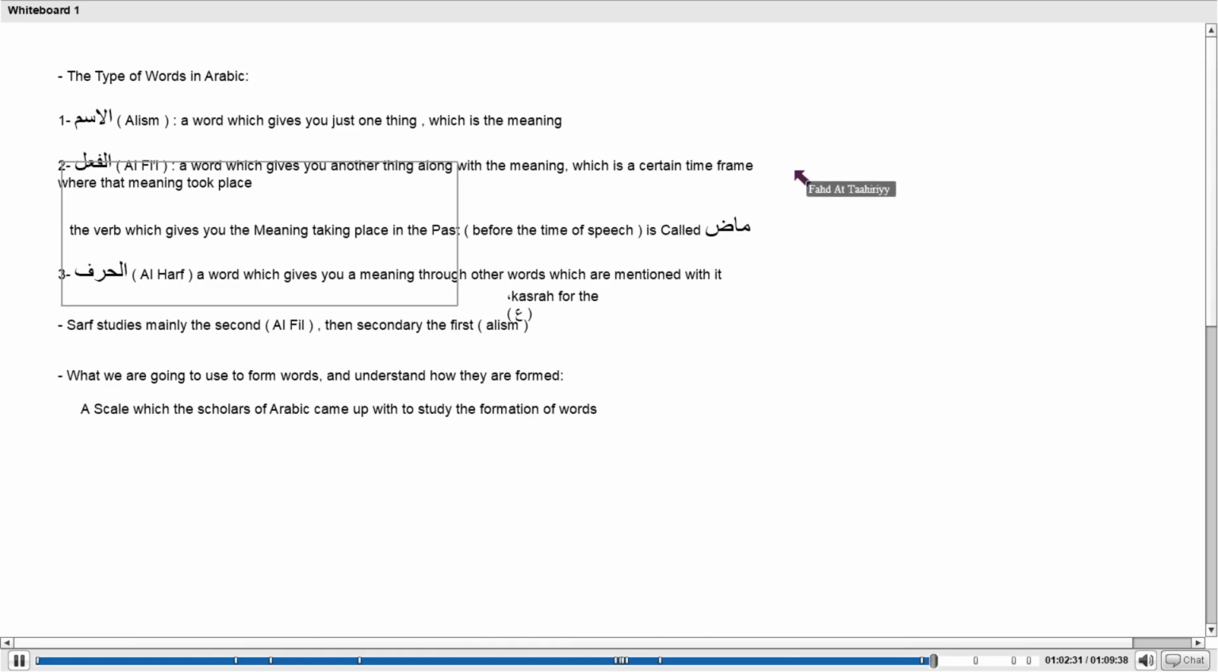Yes. Hold on. Question 1. Any difference if we say ism, fi'l, and harf without adding al? Yes, because when you define, it is definitive. Okay? And you say the verb is so-and-so, the noun is so-and-so, واضح?